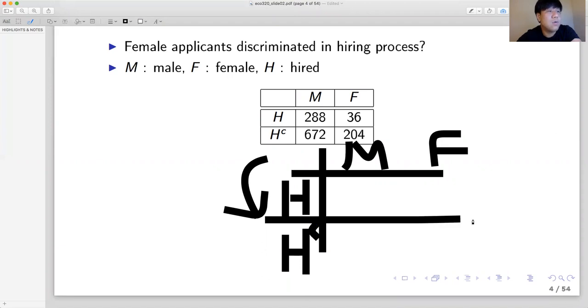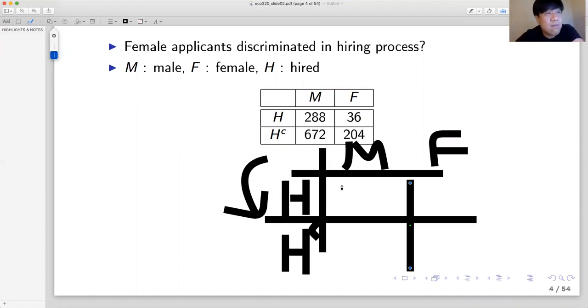So the next step is to fill in these numbers. Let's pretend these are 1200. Is this right? Let me use my calculator really quick to double check. 288 plus 672 plus 36 plus 204. So yeah, 1200. The total number is 1200.